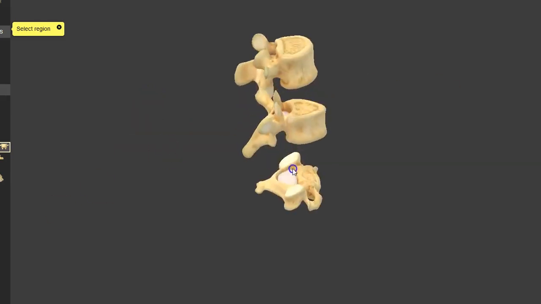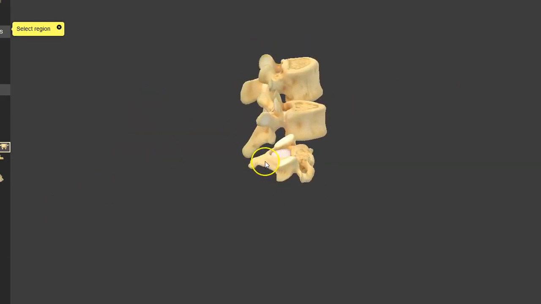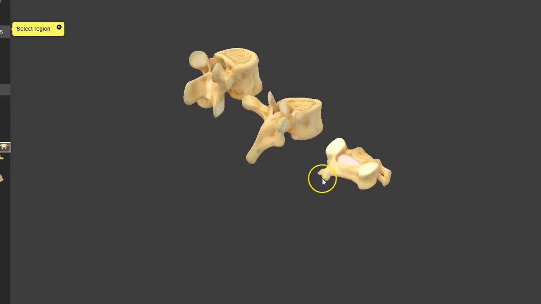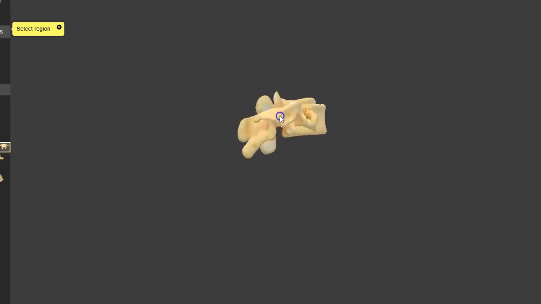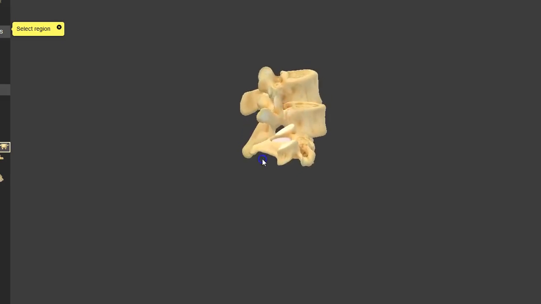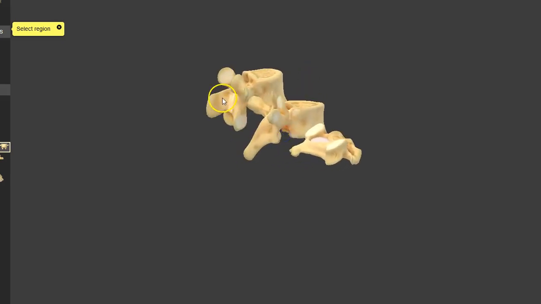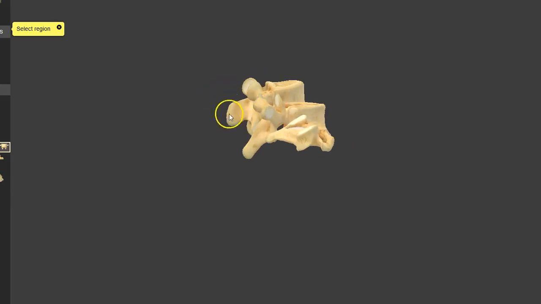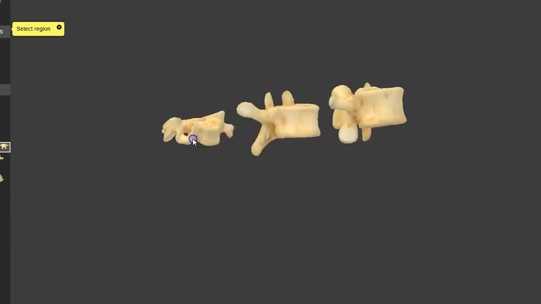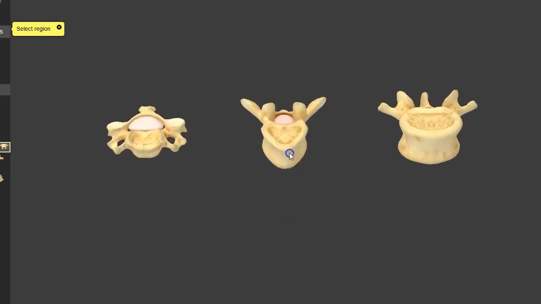Now you'll see how the spinous process is kind of short, and also kind of split here for the cervical. It's way longer and slender for the thoracic, and it's kind of short and broad, with a sort of hatchet shape for the lumbar. Okay, what else do we notice?